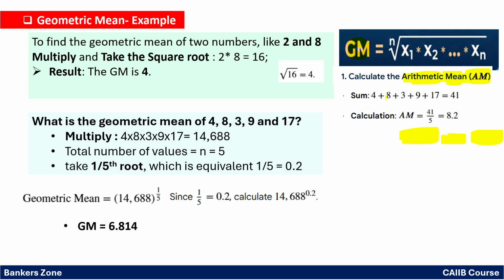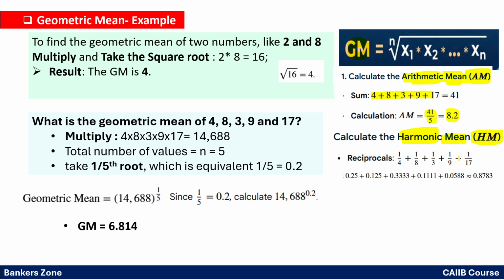What is arithmetic mean? Simply add the values and divide by the total number of values. So you will get the AM. Very simple. Now how to find harmonic mean? Also we have learned. Simply find the reciprocal of each value, add them, and then divide by n. So n upon the sum of reciprocals, you will get the HM.